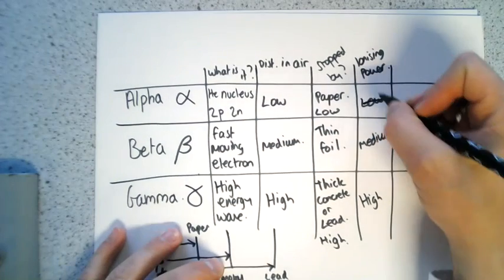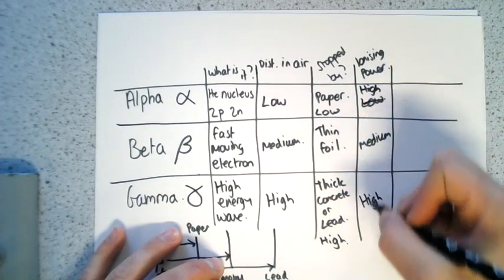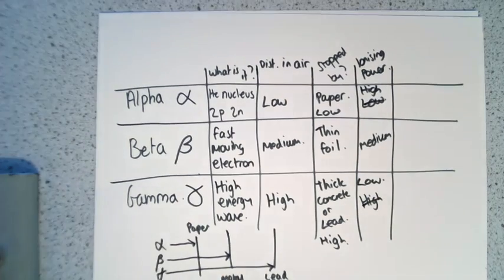High, medium and low. Other way around, it's a long night. Let me try again. It would help if I knew what I'm talking about. Alpha is high, we'll try again. Okay, beta's medium, gamma is low.